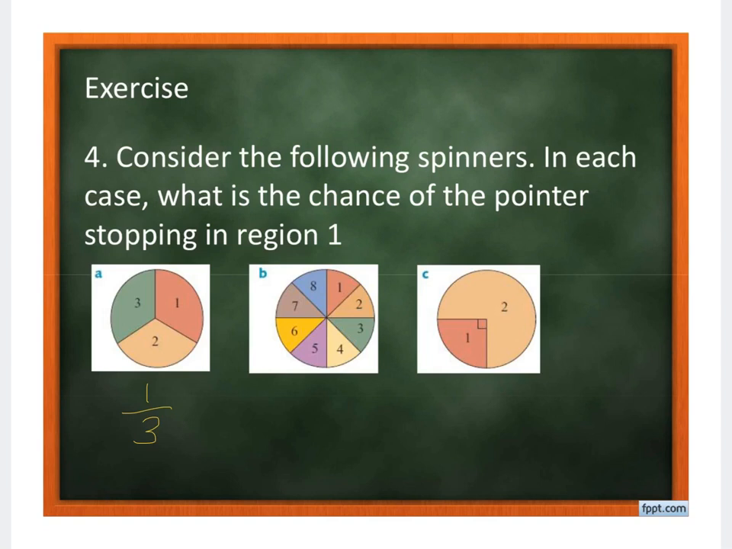For letter B, the probability of region 1 is 1 over 8. For letter C, region 1 is only 1/4 of the total area. So the probability of region 1 is 1/4.